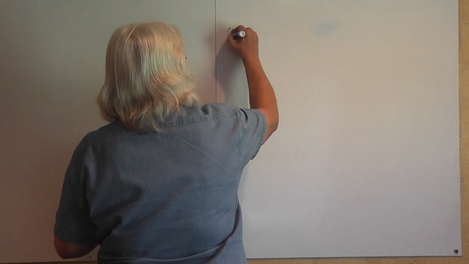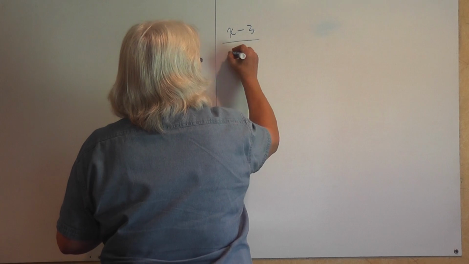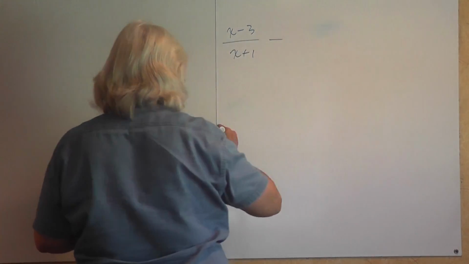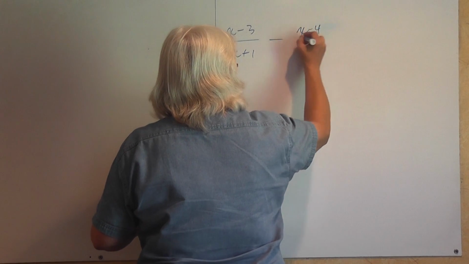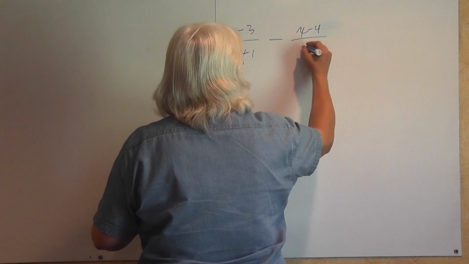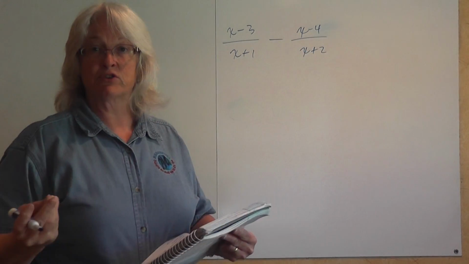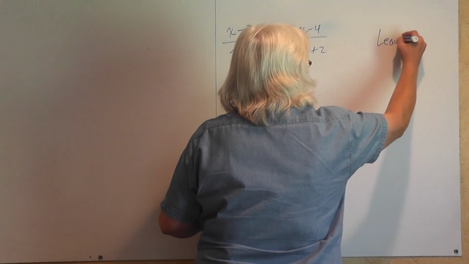We have x minus 3 over x plus 1, and from that we are going to subtract the entire expression x minus 4 over x plus 2. And our instructions tell us to leave the answer in factored form.